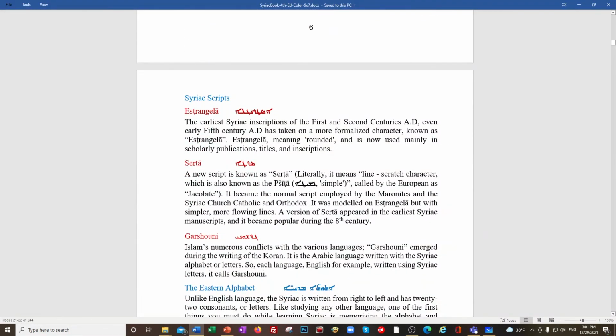The script: we have 2 major scripts for Eastern Dialect. The first one, the original one, is called Esṭrangelā. Esṭrangelā does not have the vowels, or we write it without vowels. Garshouni is writing any language using Syriac letters.